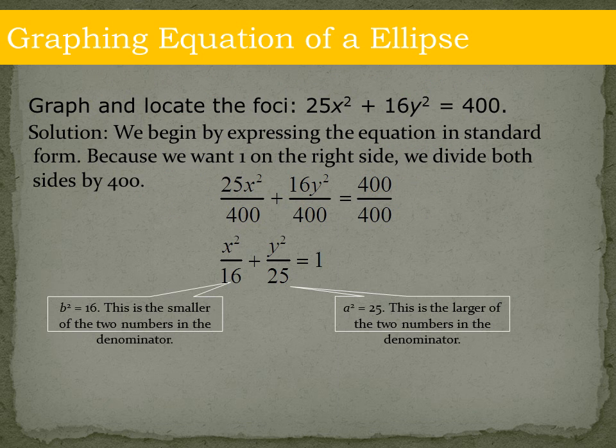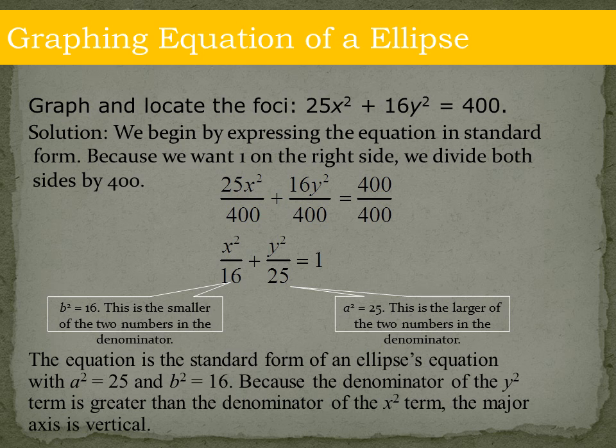Graphing an equation of an ellipse. In this equation, 25x squared plus 16y squared equals 400, we want to graph and locate the foci. We begin by expressing the equation in standard form. Because we want 1 on the right side, we divide both sides by 400.